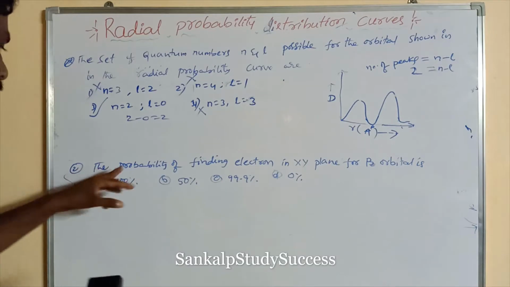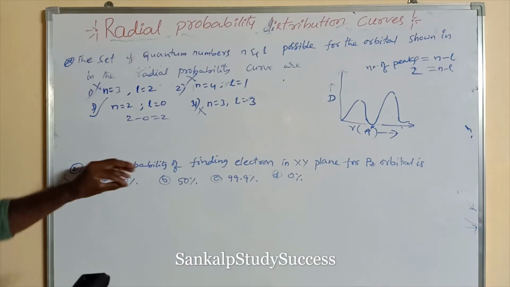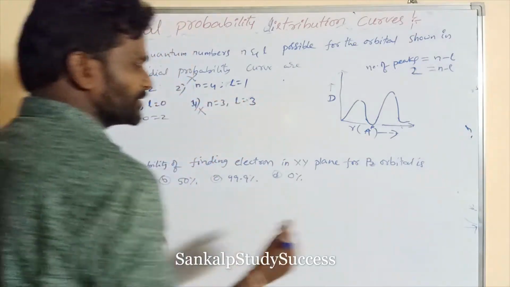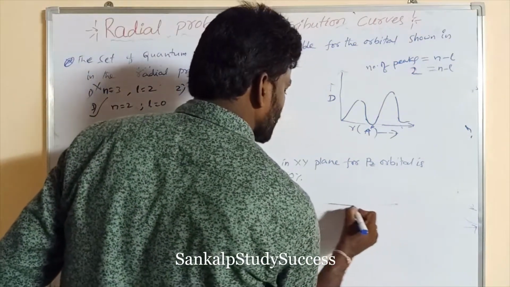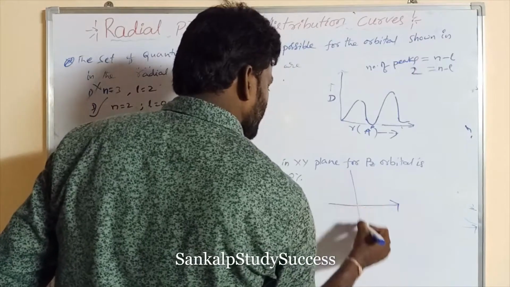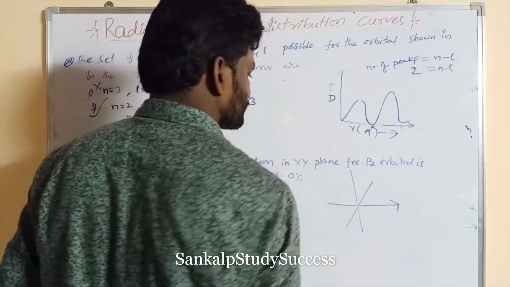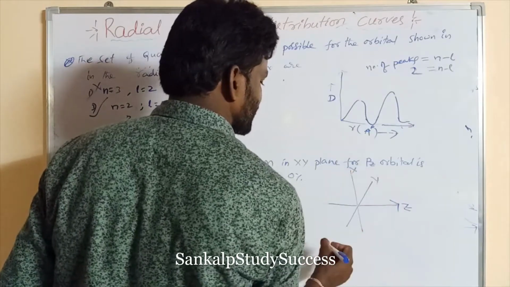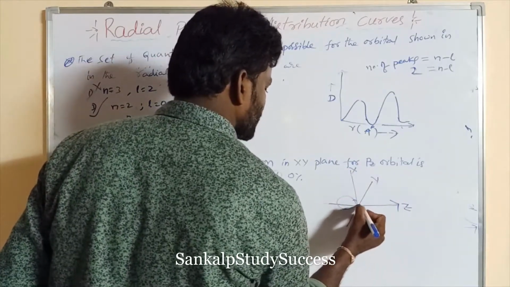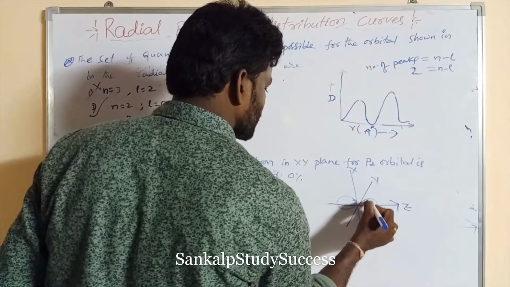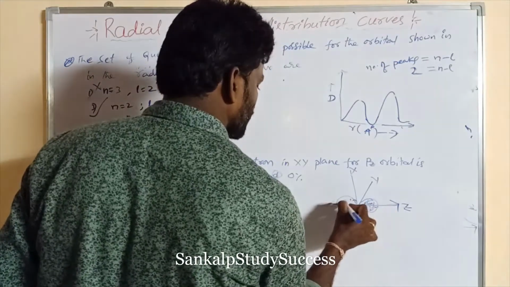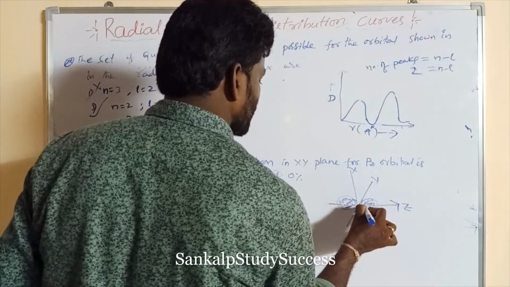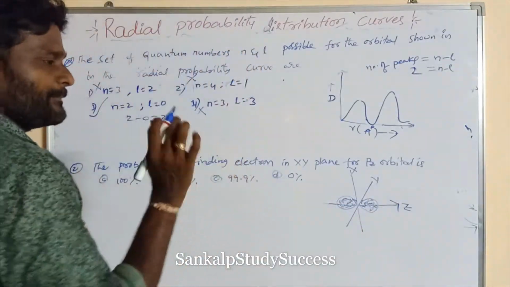Next, the second problem: the probability of finding an electron in the xy plane for the pz orbital. We know the pz orbital. This is the z axis, this is the y axis, this is the x axis. The two dumbbells show the probability of finding the electron around the nucleus.